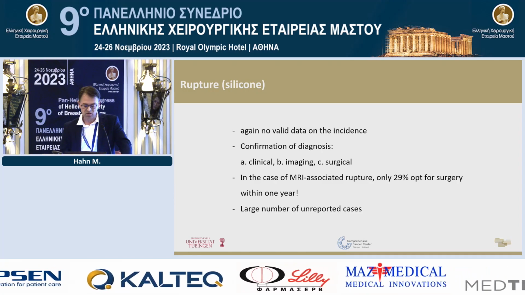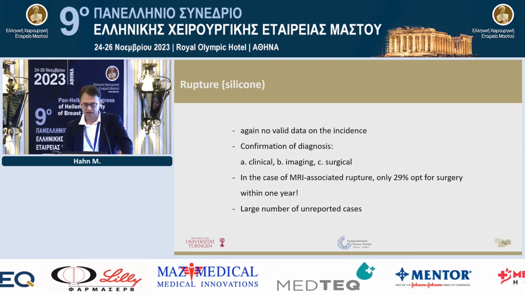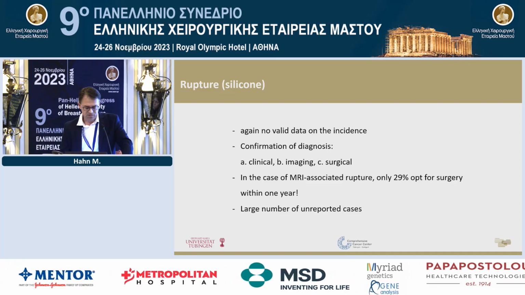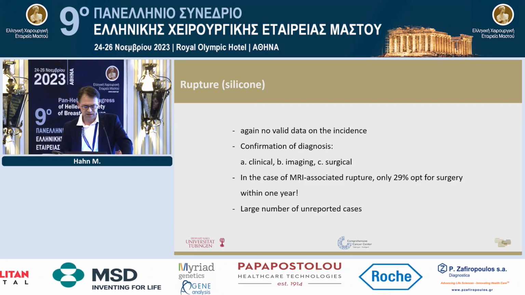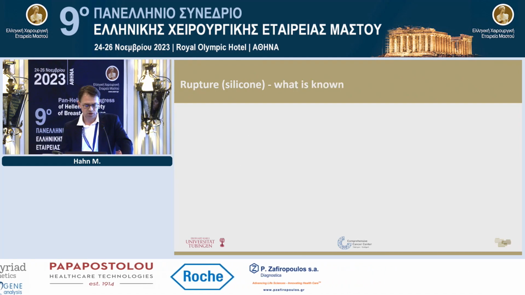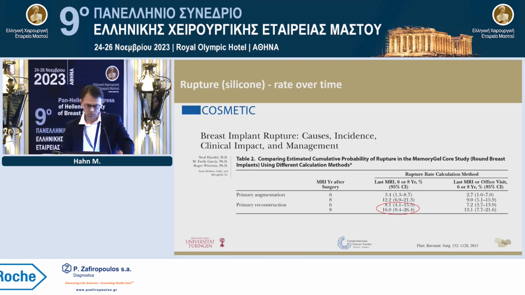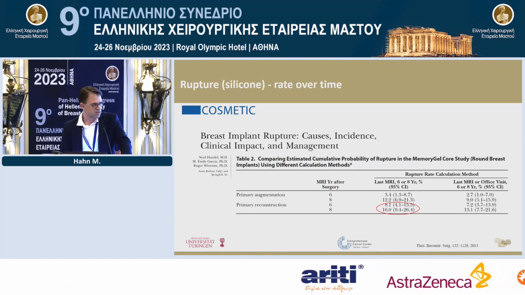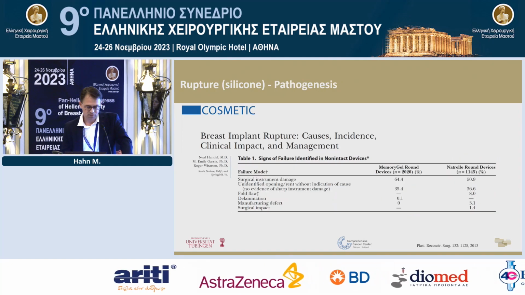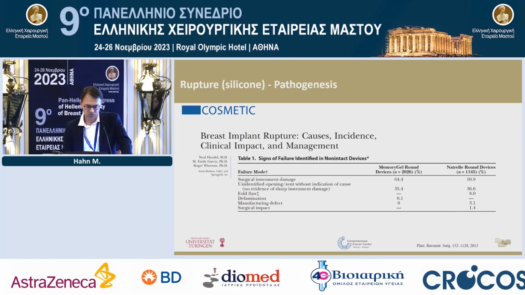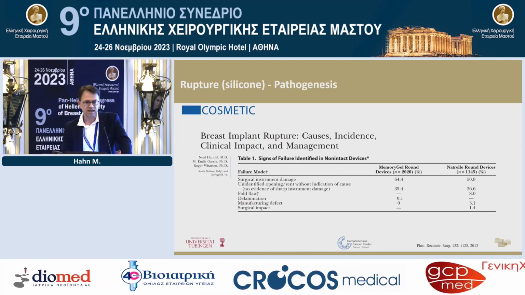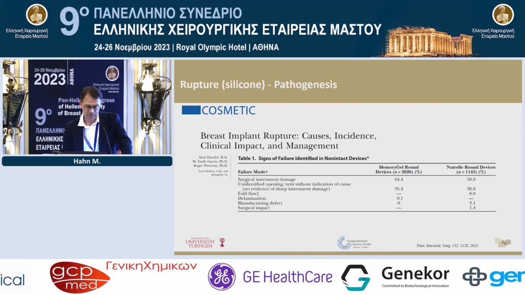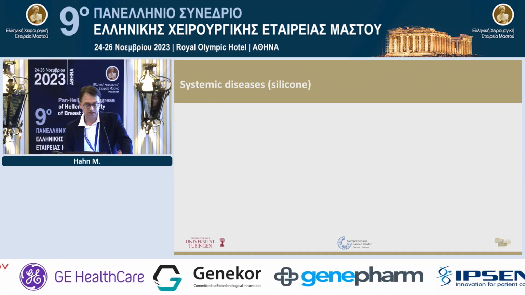And in case of MRI-associated ruptures, only 29% opt for surgery within 1 year in the United States. And this causes a large number of unreported cases of implant ruptures. What is known? Well, we know that in primary reconstruction after 8 years, 16% in MRI of the implants are ruptured. And in about 64%, as you can see, the reason is damage right when we put the implant in through a surgical instrument, or when we suture and have contact with the needle to the surface of the implant.